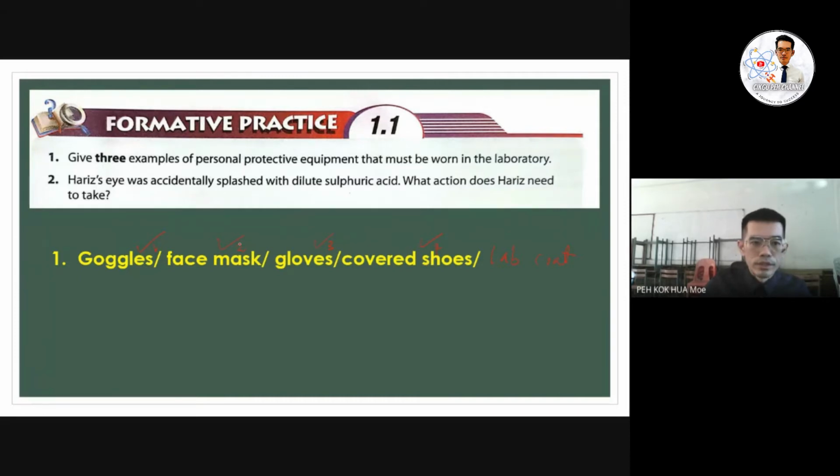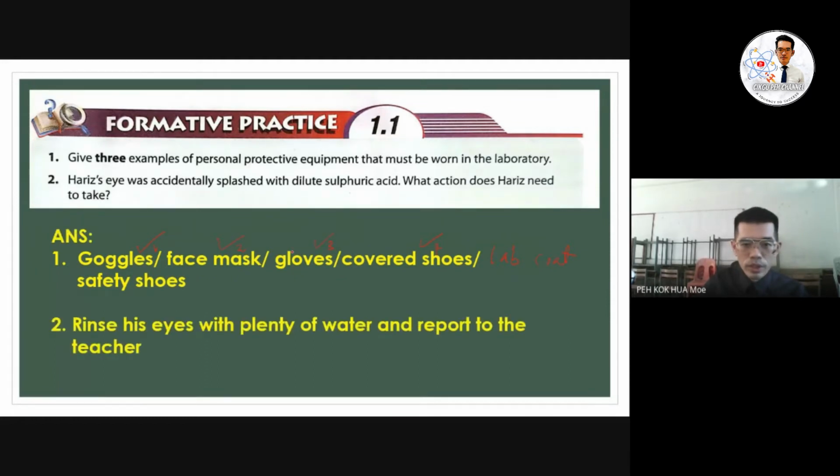So the next, Harry's eyes were accidentally splashed with dilute sulfuric acid. What action does Harry need to take? So what is the action Harry needs to take if his eyes are splashed by the acid? Eye wash station. Yes, so the acid can be washed away at the eye wash station. Well done, Sharon.